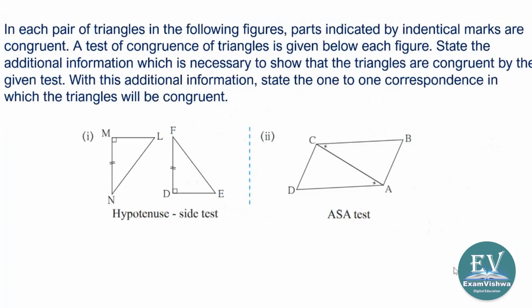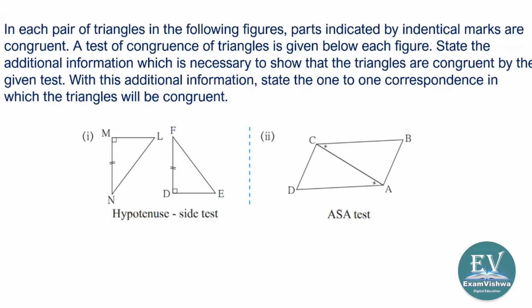Here is another question. In each pair of triangles in the following figures, parts indicated by identical marks are congruent. Good. A test of congruence of triangles is given below in each figure. Test of congruence is given. Then what is asked? State the additional information which is necessary to show that the triangles are congruent by the given test. With this additional information, state the one-to-one correspondence in which the triangles will be congruent. Now you have been given the test but not the information for it. They are asking which information is needed.